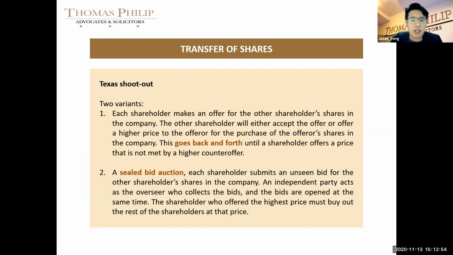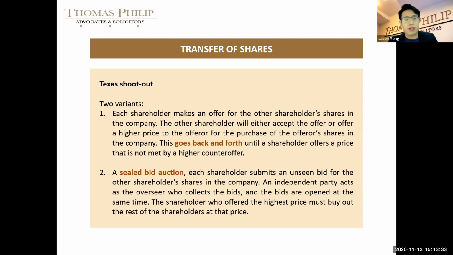Now, there are two variants to the Texas Shootout, but it's a bit similar. The first variant is where each shareholder makes an offer for the other shareholder's shares. Then the other shareholder will either accept the offer or they will offer a higher price. Okay, so it's either you accept or you counter propose with something higher. This goes back and forth like a ping pong match until one of the shareholders gives up and says, oh, sorry, I cannot offer to buy your shares at such a high price. Then that shareholder who gives up will have to end up selling their shares.